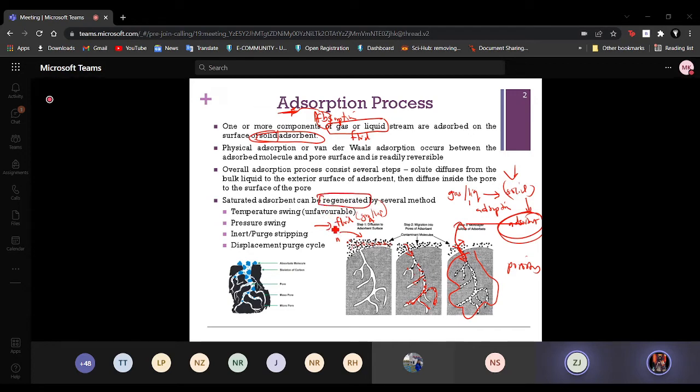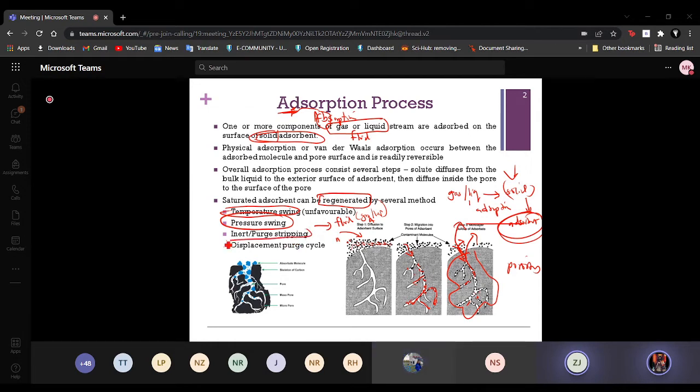Okay, there are a few regeneration methods you can apply, whereby when the solute is inside the pore, you can push it to go out. So how to push it out? You can use a temperature swing, whereby you play around with temperature. Then the solute A will move away from the pore. And then you can also apply pressure. You play around with pressure. That is why they call it swing, because the pressure is going up and going down, something like that.